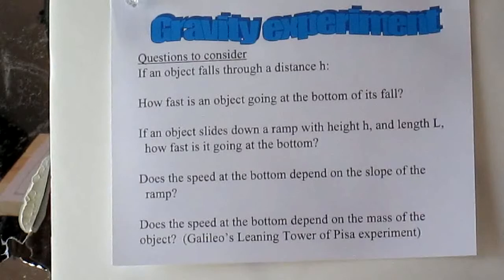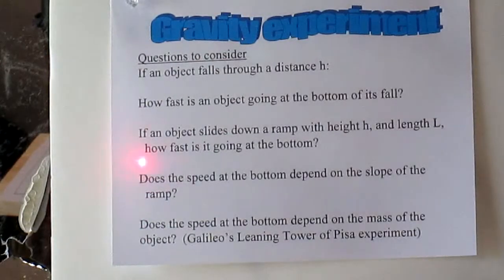Galileo in the early 1500s did the experiment, supposedly dropped a couple of balls from the Tower of Pisa, a heavy one and a light one, and showed that the heavy one fell at the same rate as the light one, counter to the expectation of the people at the time. So how fast is the object going at the bottom of its fall? We're going to have some steel balls, a big one that's heavy and small ones that are less heavy. So we're going to compare those rates of fall.